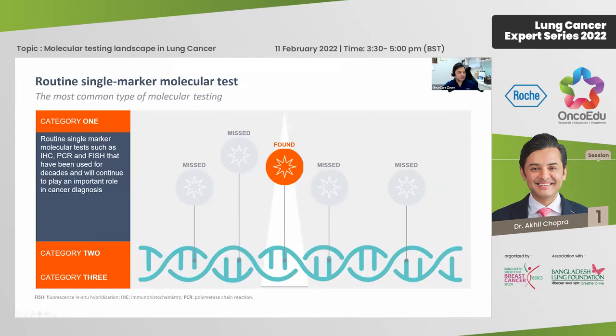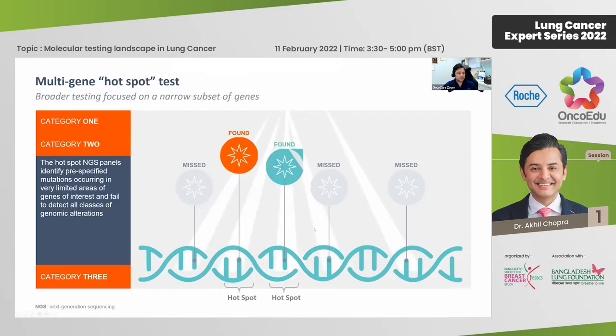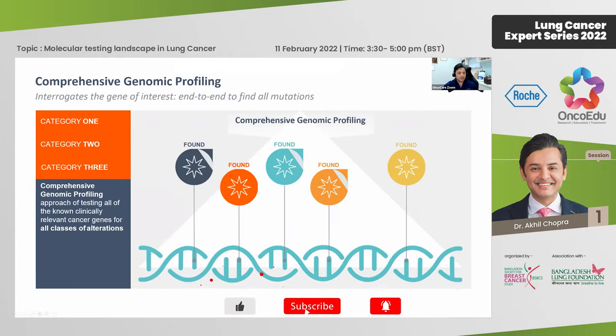So category one tests, like I mentioned, are routine single marker molecular tests such as IHC, PCR, and FISH that have been used for decades and still continue to play an important role in cancer diagnosis, but can lead to missing other mutations in other sections of the gene, which may be relevant to the patient's treatment. Category two, hotspot NGS panels, which are quite popular now, identify pre-specified mutations occurring in very limited areas of genes of interest. And they fail to detect, again, all classes of genomic alterations, as highlighted in this cartoon. Finally, comprehensive genomic profiling approaches testing of all clinically relevant cancer genes for all classes of alterations, whether insertions, deletions, copy number variations, substitutions, or translocations. So clearly, comprehensive genomic profiling gives us a lot of information.